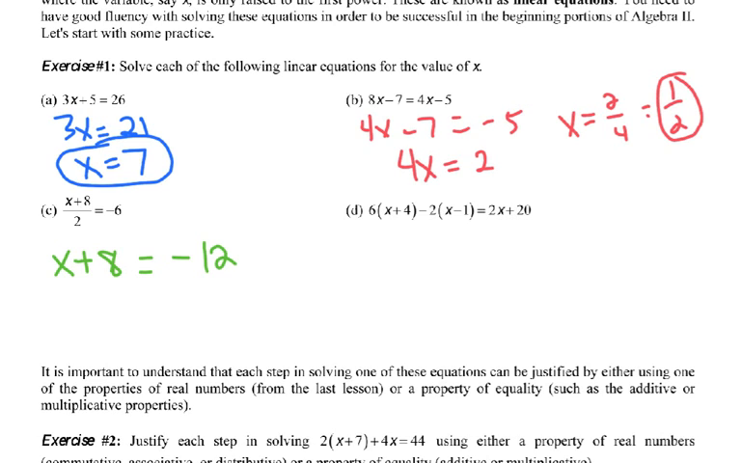Subtract 8 on both sides in this problem to get x by itself. And we'll actually be left with negative 20. Because remember, a negative 12 minus 8 would end up giving us a negative 20.